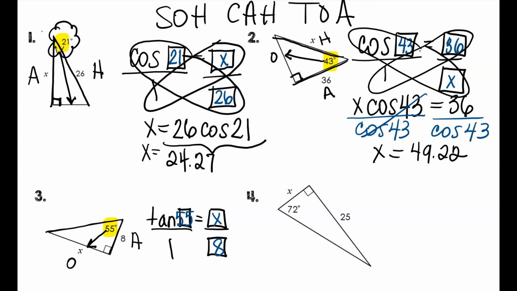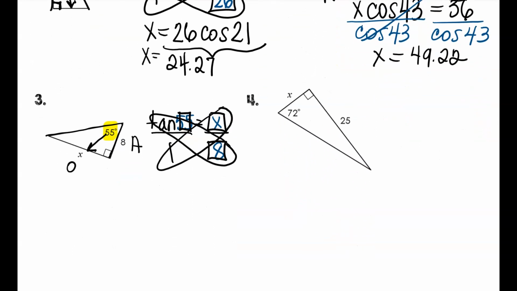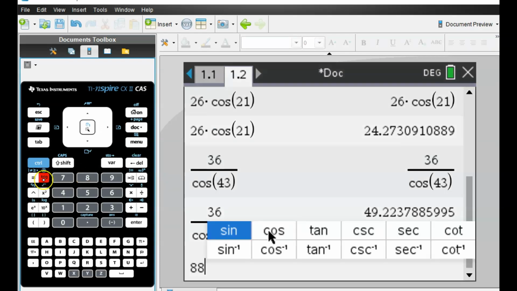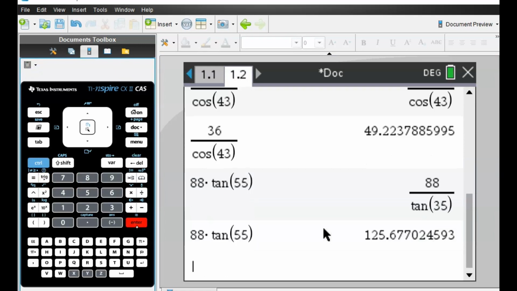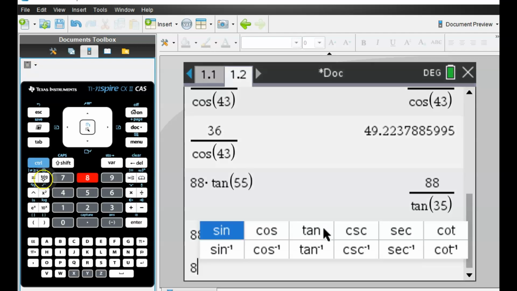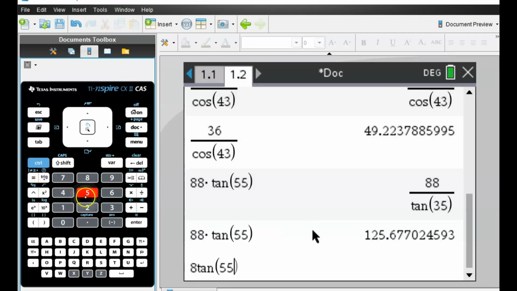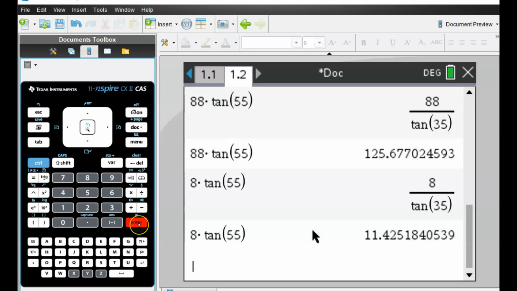Cross multiply. X is in the numerator, which means this is going to be one step. X times 1 is x. And then we rewrite it as 8 in front of the word tangent of 55. 8 tangent 55. So that gives us 8 tangent 55, which is 11.43.